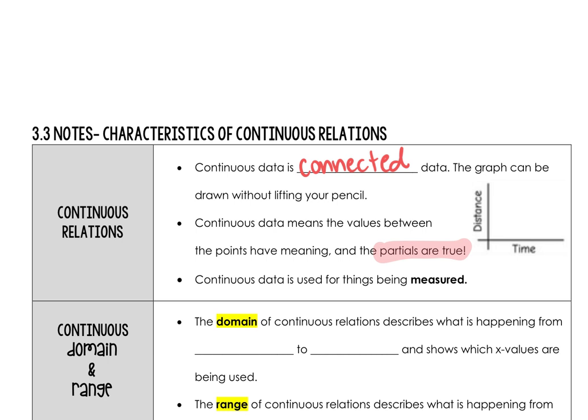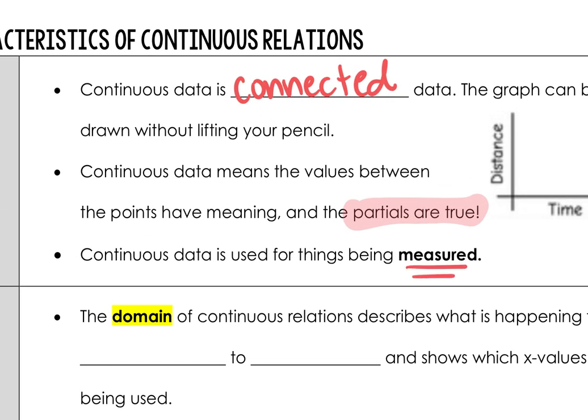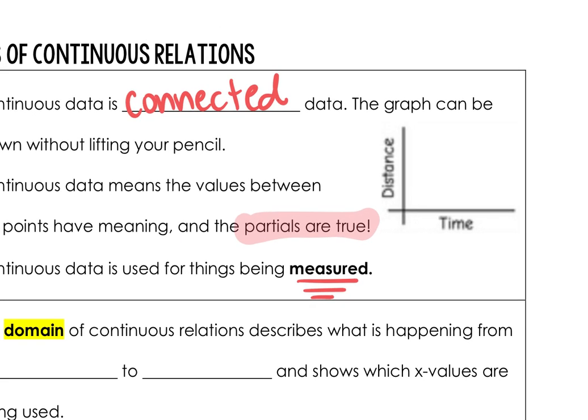So we'll think about continuous data as anything that can be measured. With discrete, yesterday we said discrete can be counted. With continuous, we're going to think, can it be measured? So time, distance, anything that can be measured is going to be continuous.